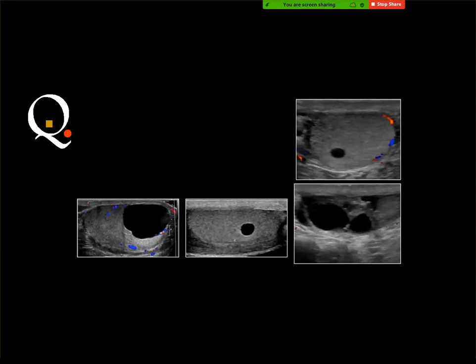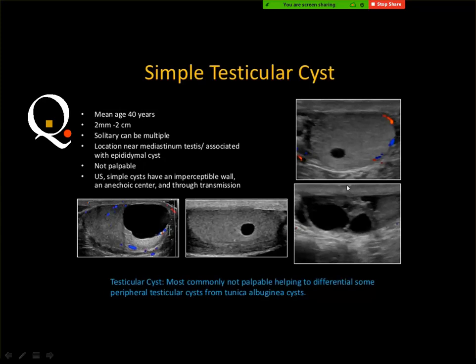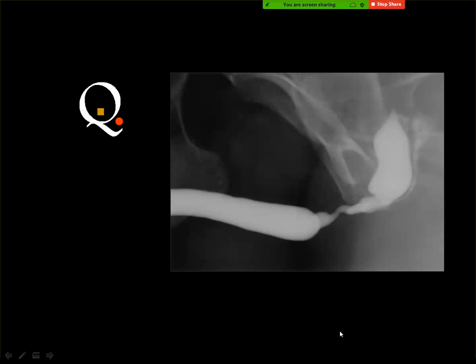Testicular cyst. Yes, testicular cyst, and these are different cases showing the same pathology that you got: an echolucent structure within the testicle, which is most commonly representing a testicular cyst. And the cyst is of variable size. It may be in the range of 2 millimeters up to 2 centimeters. It can also be solitary or multiple.